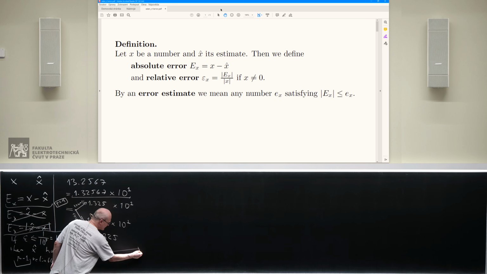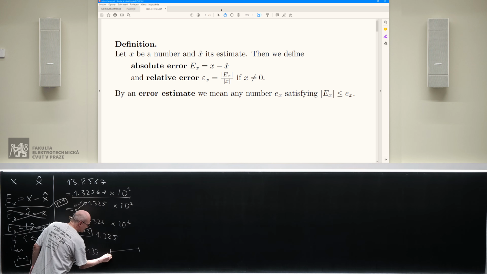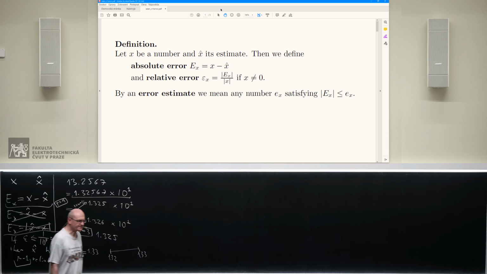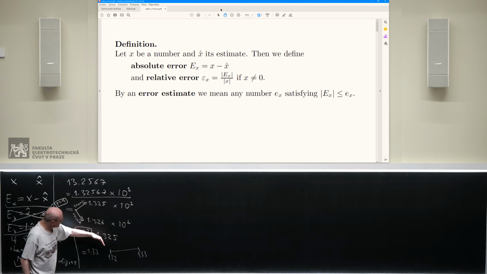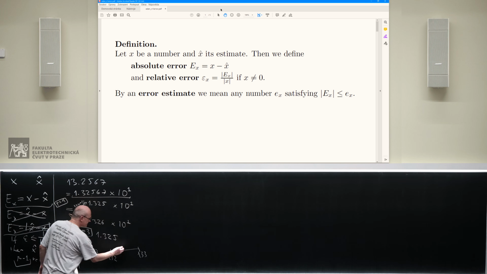Rounding works like that. You have two digits or two numbers that you can remember. I can remember 1.32 and I can remember 1.33. And that's all I can remember. Now, if I get a number which is somewhere in between, then if it's closer to 1.32, I will round it down. If it's closer to 1.33, I will round it up. So that's quite obvious.